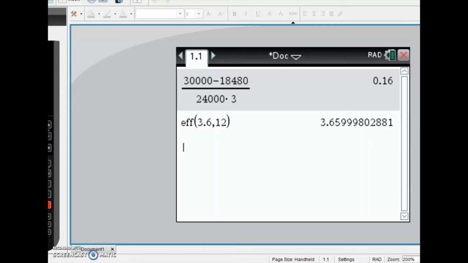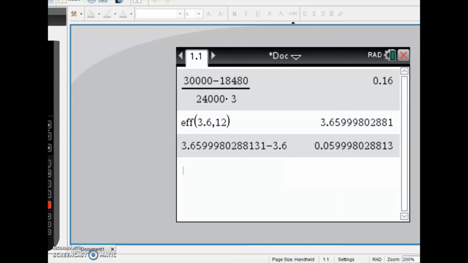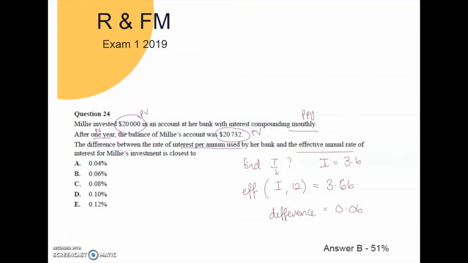3.66%. Okay, the question though wants the difference between those two. And so we have approximately 0.06% difference between the two. Okay, and so with our difference, we can see B is our answer there. Again, 51% got that right. Some would have guessed, some would have been quite happy to work that out. And it's a way of using your finance solver effectively to find that missing piece, so that then you can calculate the actual answer that's required.